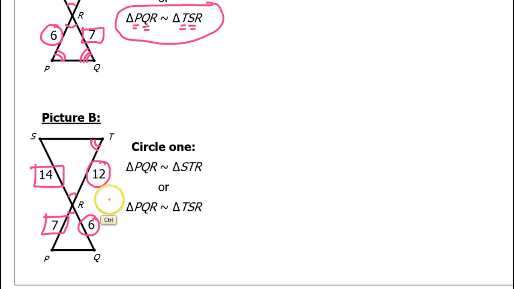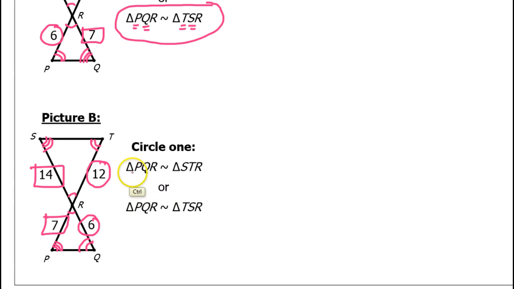Which angle is angle T going to correspond with now? Q. Can you see that it's going to be Q? All right, because you see the 12 and the 6 on the same side. So it's not reversed. It's not flipped around backwards. All right, and similarly the S and the P are going to be corresponding.